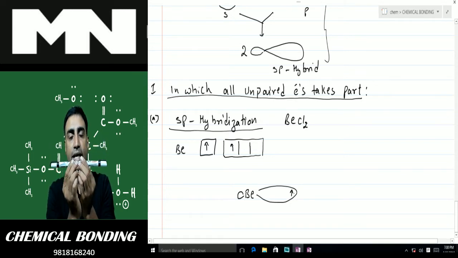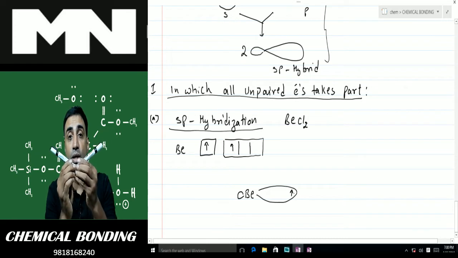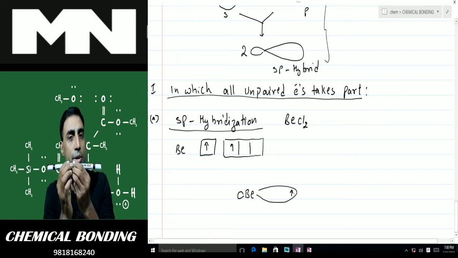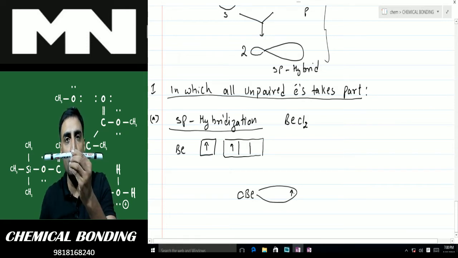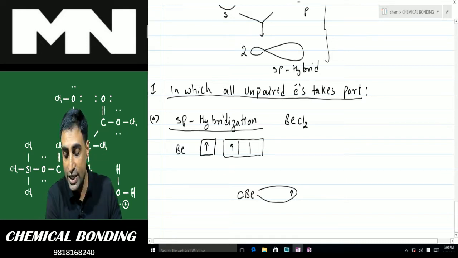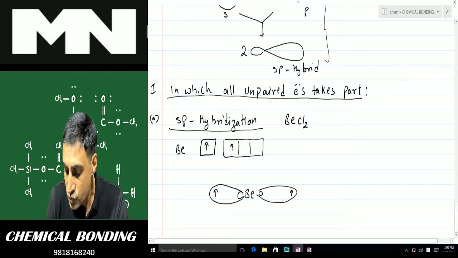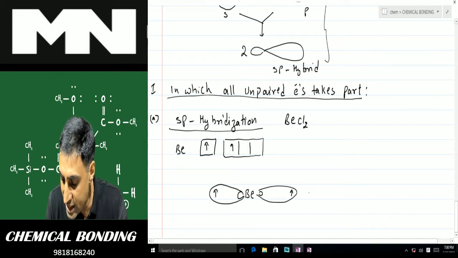That is a 180-degree angle. If the angle is less than 180, they will experience repulsion. If the angle is more than 180, then also they will experience repulsion. So the minimum repulsion will be when they are at an angle of 180 degrees, that is linear. So if one hybrid orbital is like this, the other hybrid orbital can be drawn like this. Now these unpaired electrons will overlap.